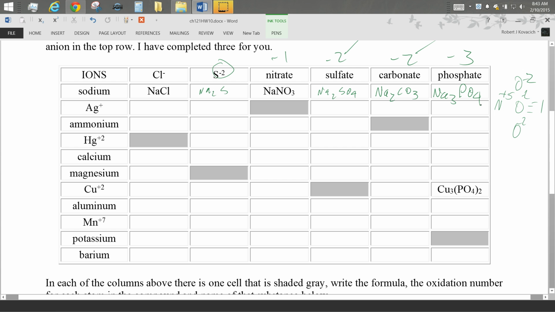Okay, so this next row is going to look pretty much identical to the first row. How come? Because they both have a +1 charge, right? So this is just going to be AgCl, and this is going to be Ag2S, and this is going to be AgNO3, and this is going to be Ag2SO4, and this will be Ag2CO3, and this will be Ag3PO4.